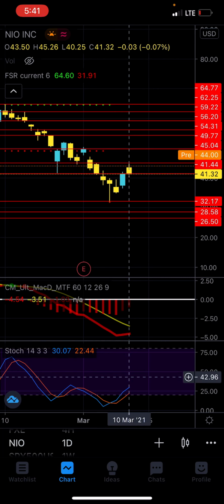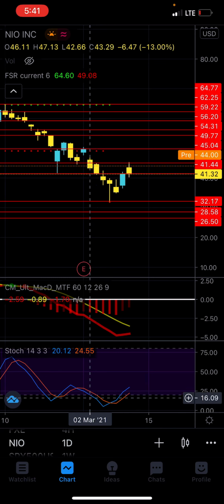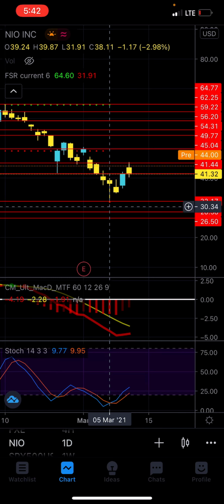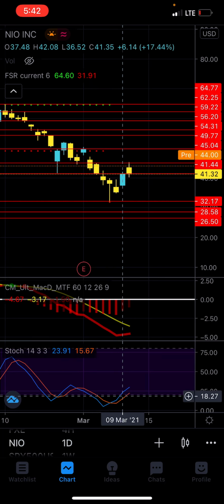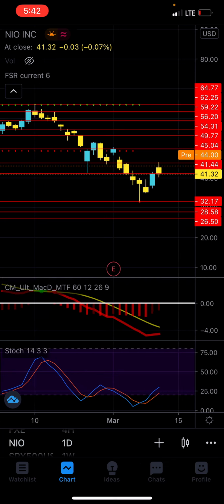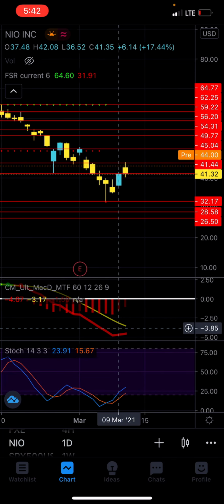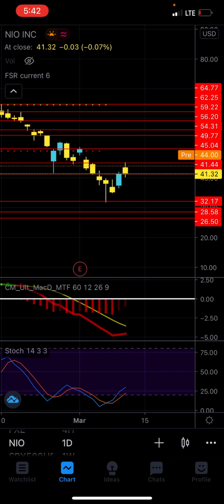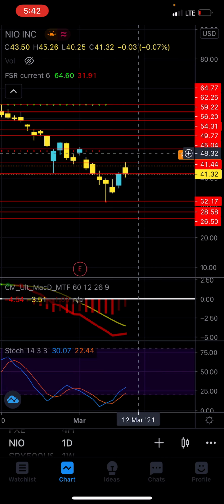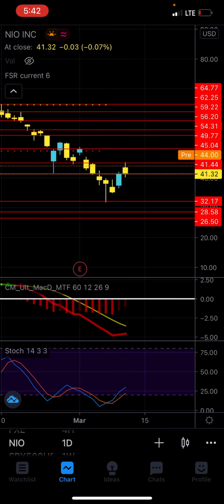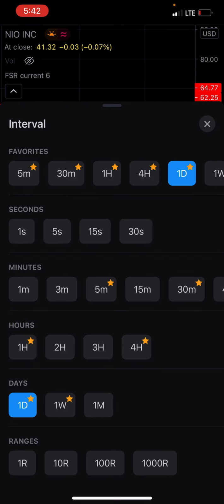So it does look like the stochastic created solid bottoms right here, exactly at this $32 level. You guys can see right here on the stochastic that we created bottoms, right? But the only way that I would buy back into NIO is if we cross this on the daily chart to the bullish side, and then we keep riding up higher. I think the big indication is this $49 price zone, that we actually cross above and close above, right?